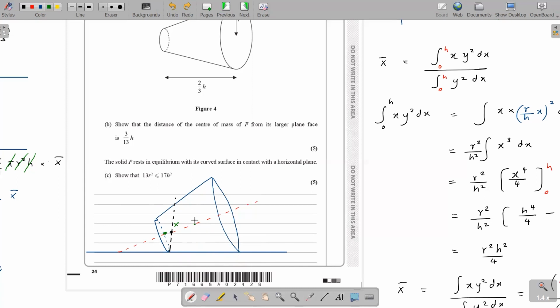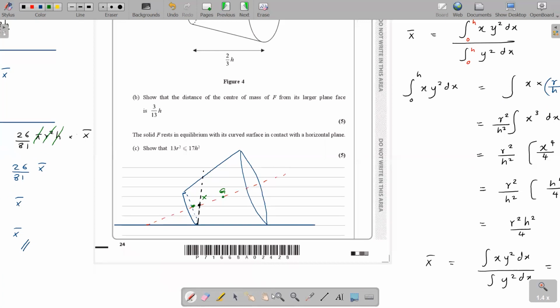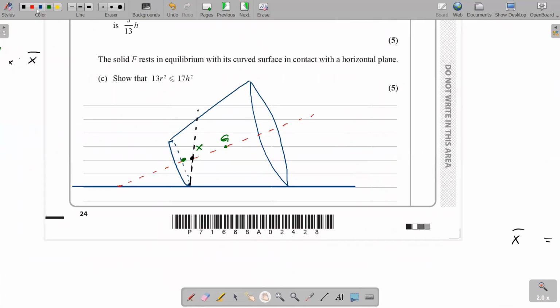Okay, let me mark this point G here. So I have to get these distances. I need to get this distance. How do I do that? Let me mark some extra information here. Okay, so I will name this vertex. This was the vertex V, right? Are you with me? Okay, so this is the vertex V.